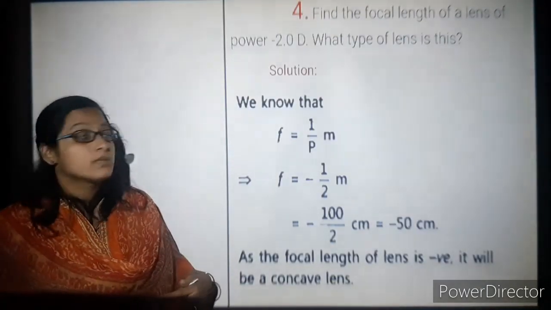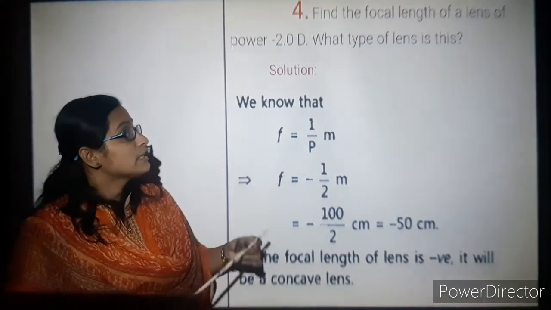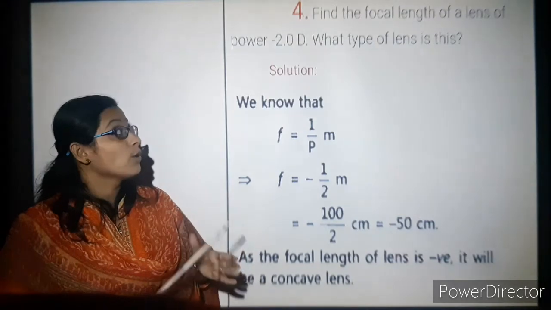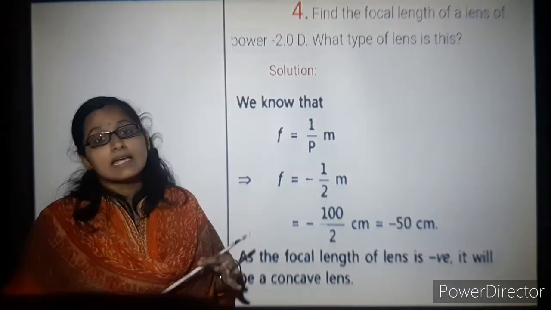Coming to the next problem, find the focal length of a lens of power minus 2D. D is diopter. So what type of lens is this?